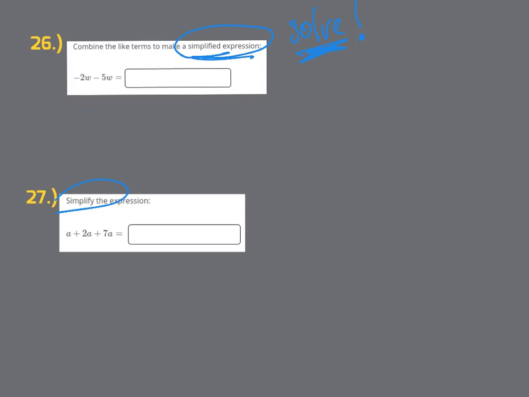Combine like terms to make a simplified expression. Okay, so this says negative 2w minus 5w. What's the negatives? I can hear some of you whining. Stop that right now. We're going to do our cha-cha-cha like we love to do. We're going to stay, change, change, cha-cha-cha. Sorry, I forgot the other change, even though I was doing it. So now I've got negative 2w plus negative 5w. Oh, look at this. The signs are the same. Find the sum.